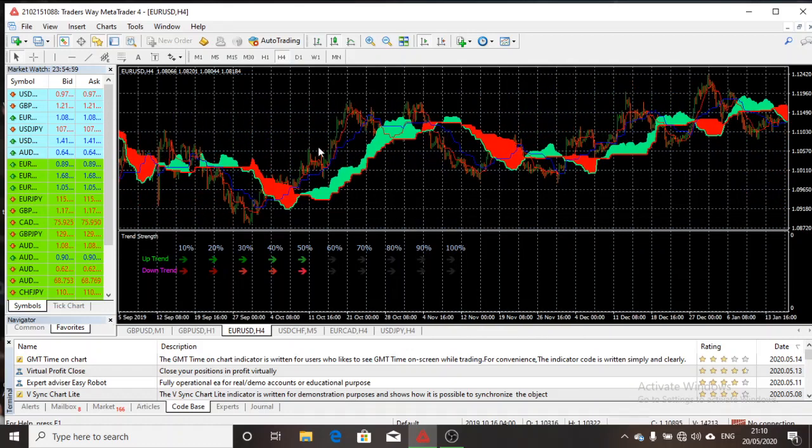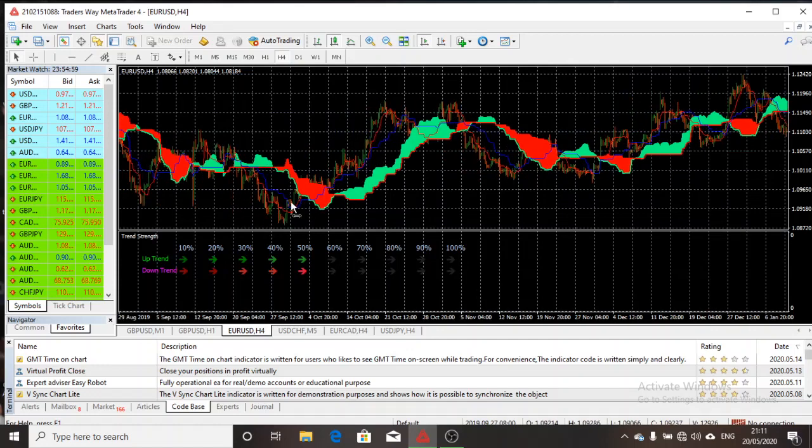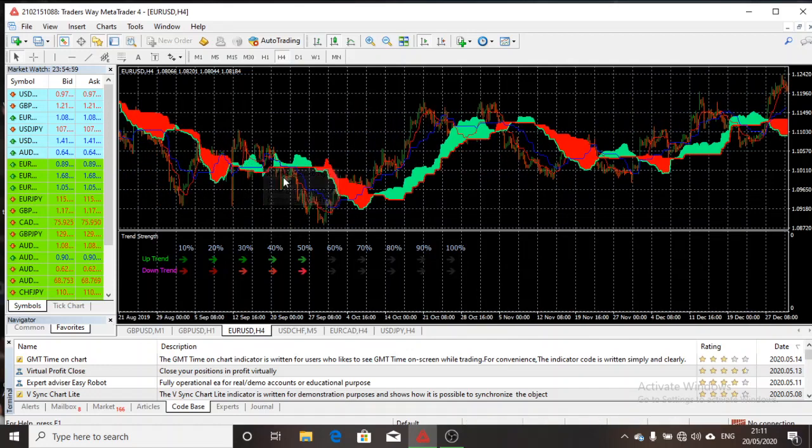Okay, let's go back to here. You can watch here, the green cloud signified that here, this is buy, and it went exactly the way it predicted. But here, due to the clustering, when you see the market is clustered with the cloud, do not place any trade.